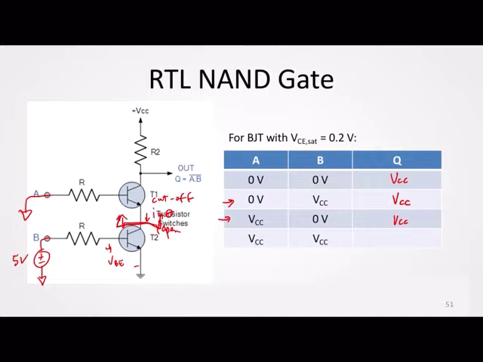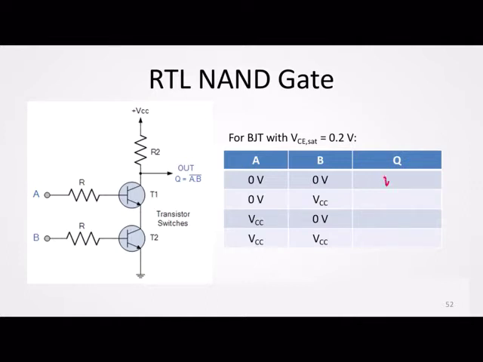So that is the effect of connecting two transistors in series. When one of them is in cut-off mode, you have no path to ground. That means the whole branch is hanging. So all of these would be VCC.